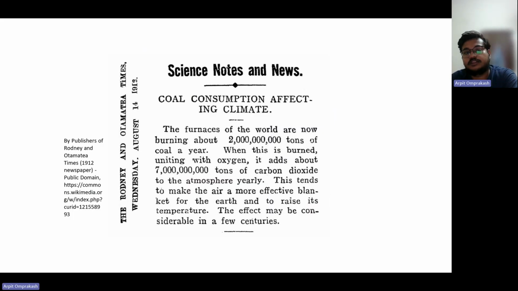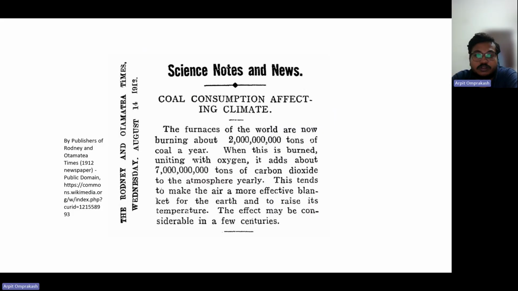this is from a very old magazine where they published a newspaper article on the effect of coal consumption, how coal consumption is affecting the climate. They say that the furnaces of the world are now burning 2 trillion tons of coal a year, right?